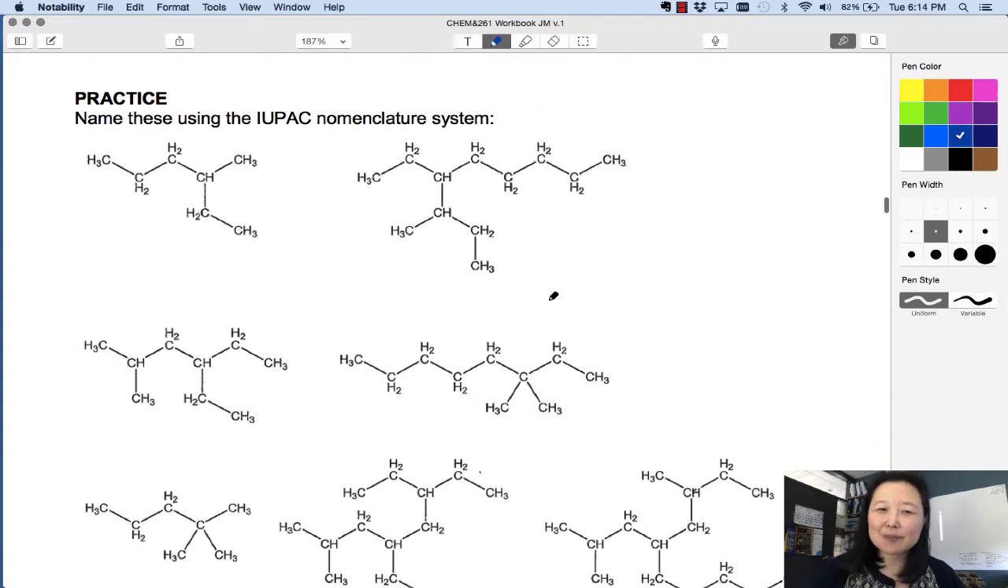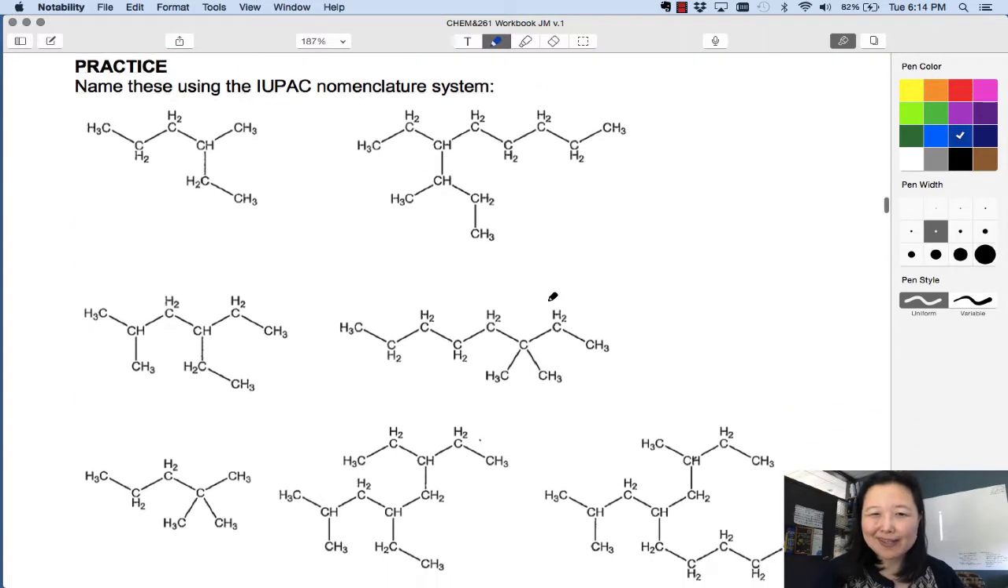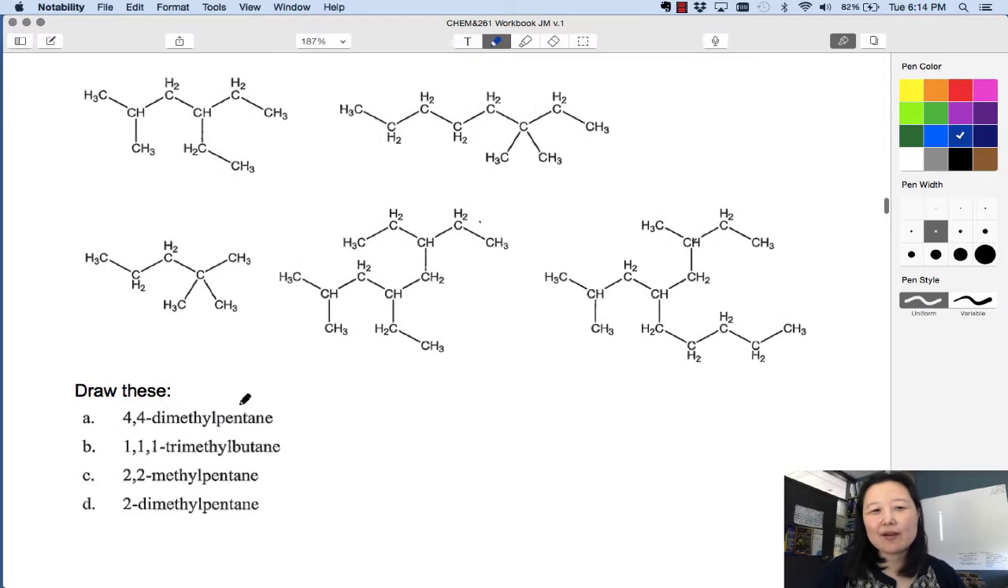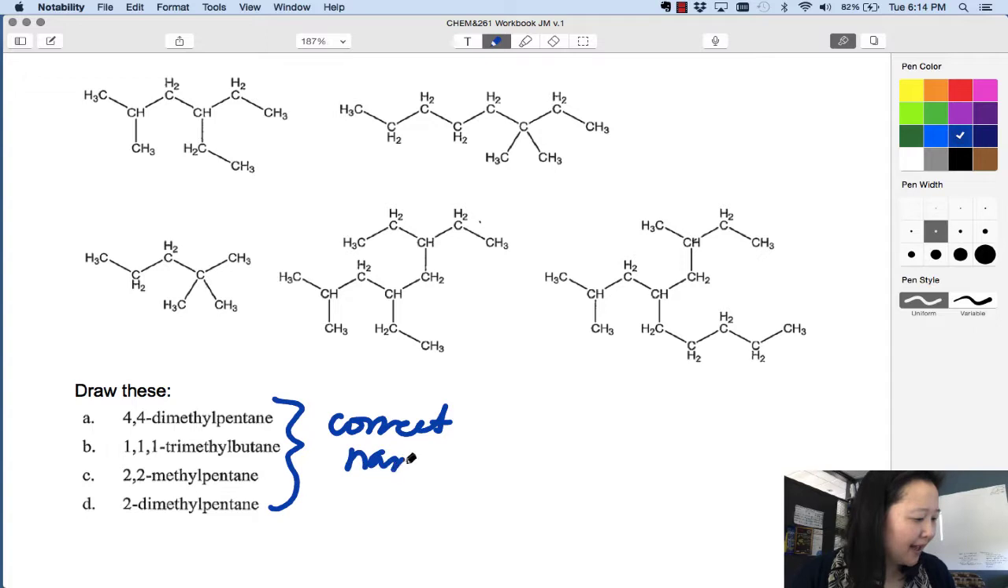All right, here's some practice with that. Please go through these. One note: these are ones where they give you the name and you come up with the structure. But there's something wrong with the names that they give you here. So draw them as stated, then correct the name and provide a better name than what they gave you. Okay, good luck with that.